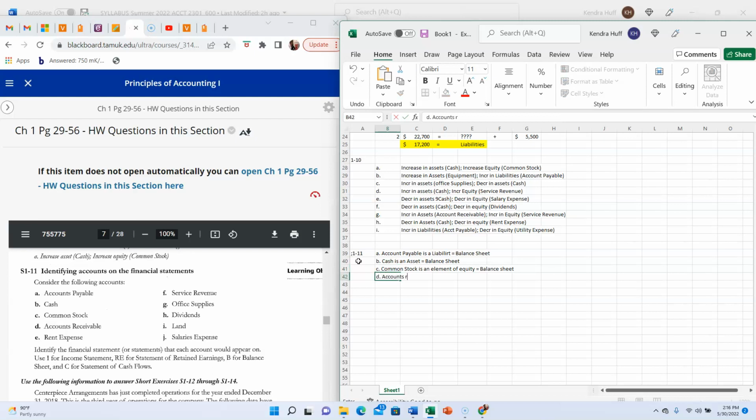D, accounts receivable is an asset. So since it's an asset, it goes on the balance sheet. E, rent expense is an expense. It goes on the income statement. The income statement is revenue minus expenses equals net income. Service revenue. Revenue minus expenses goes on the income statement, so service revenue goes on the income statement.